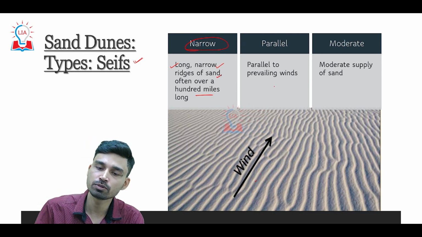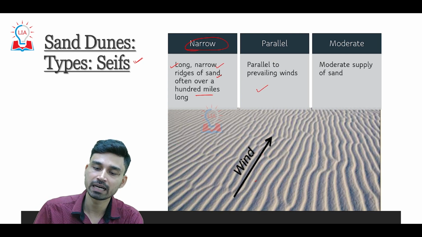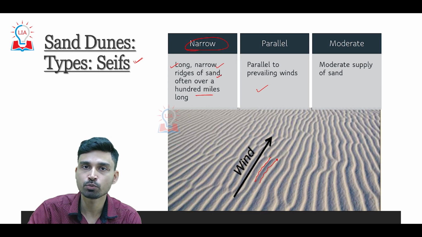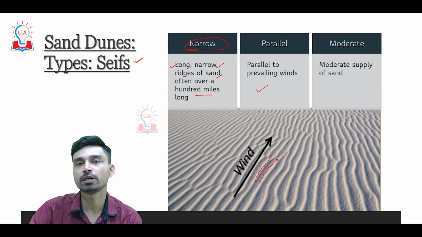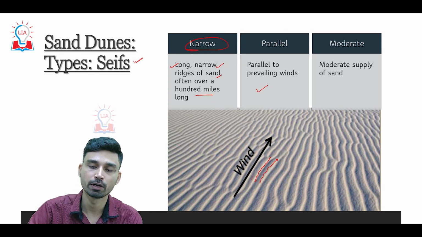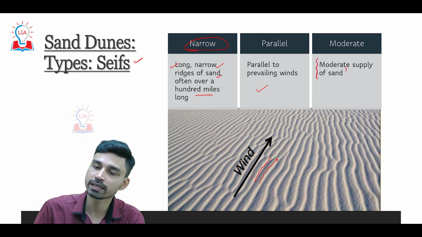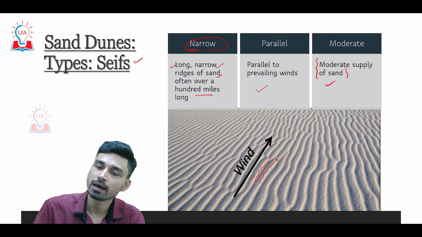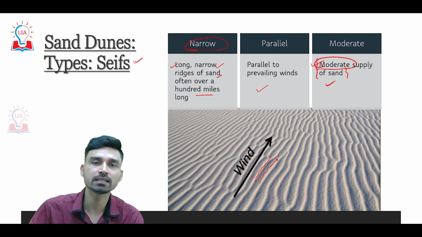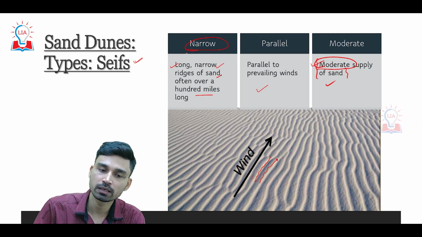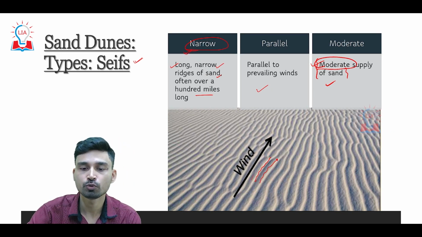The second characteristic of seif dunes is that they develop parallel to the prevailing wind. That means the dune develops in the same direction in which the wind is blowing, and that is what makes it different from barchan dunes, because in barchan dunes we have transverse movement of the dune, while here we have parallel movement of the dunes compared to the wind. And the third characteristic is that the amount of sand that makes up these seif or longitudinal dunes is much less, or we can say we have a moderate supply of sand compared to barchan dunes, where we have a huge supply of sand and other kinds of sediments. So this is what leads to the development of the longitudinal or seif dune.